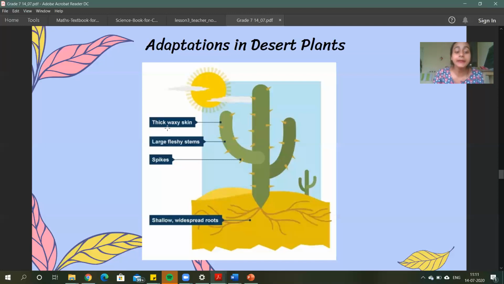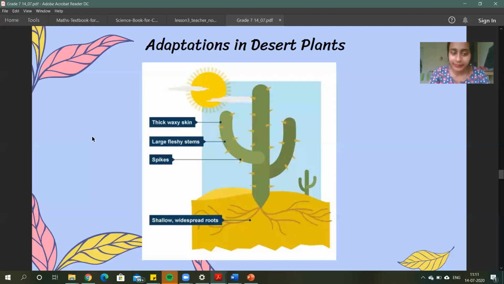Then it has spikes, which are modified leaves. As you can see, a cactus does not have leaves, because the leaves have become spikes. These spikes help in protection, yes, everybody knows that. Other than that, they also reduce the amount of water loss. वो spikes अगर छोटे होते हैं तो पानी कम loss होता है from a leaf.